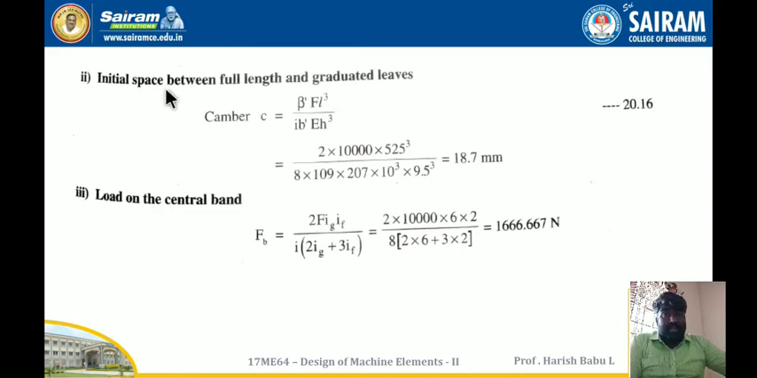Initial space between the full length and graduated leaves, that is camber C, equation number 20.16. So I substitute the values in this and I get 18.7 mm. Similarly for the load on the central band, FB, from the equation I substitute all the values, that is F value, I value, IG value and IF value. So I get the value as 1666.667 newtons. So that finishes the problems on leaf springs.